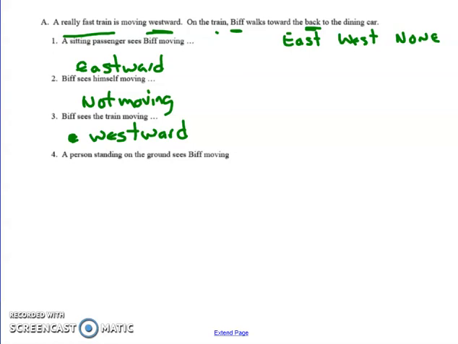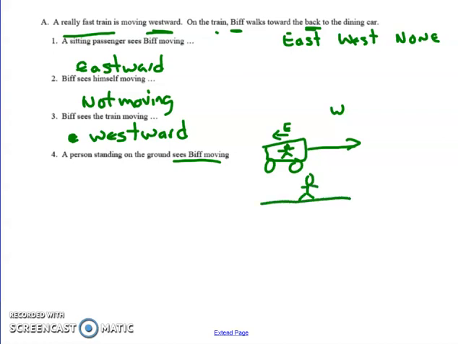All right, a person standing on the ground sees Biff moving. Wow. All right, and this is where a diagram might be helpful. So this represents, I know this is awful, the train moving this way. We'll call that west. Biff is facing this way, moving east. So I'm standing on the ground outside it. What do I see happening? Well, you could argue east, west, or not at all.